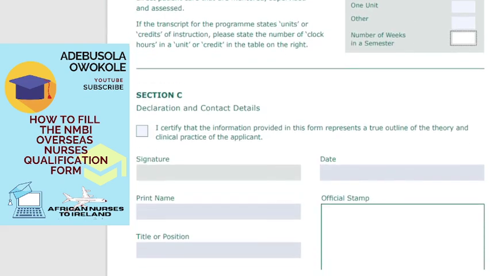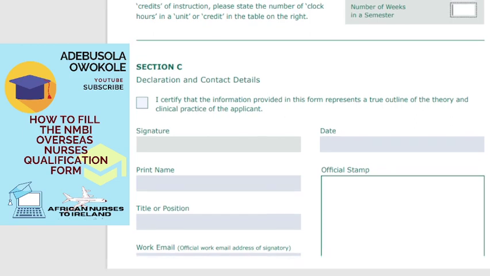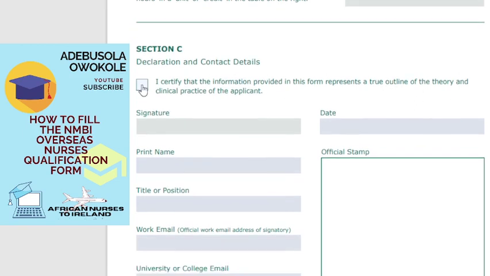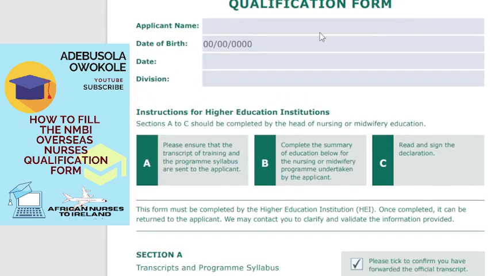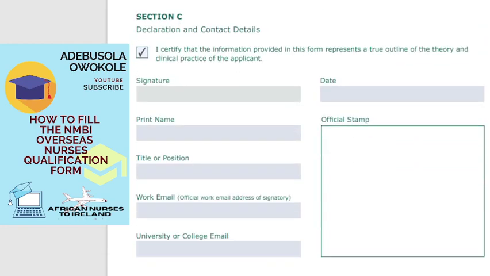Then section C, this is the declaration of the person that is filling your form for you. The person needs to tick that part first of all. After ticking off, then they need to sign. After signing, then they need to put the same date as written on the top of the qualification form here. So it has to be the same date, and it has to be the same date that is going to be on your transcript of training.